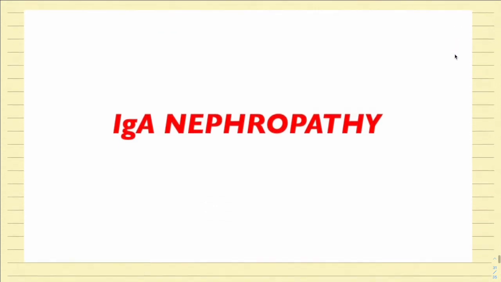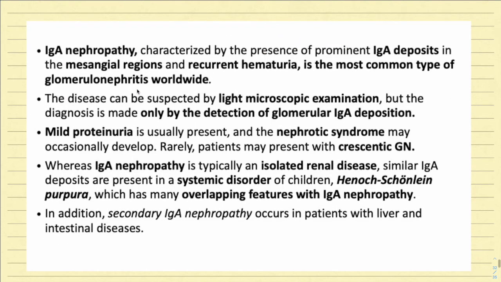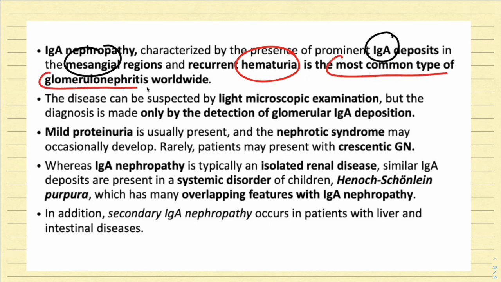Now we will read about IgA nephropathy. We will understand what IgA nephropathy is. IgA nephropathy is characterized by the presence of prominent IgA deposits in the mesangial region, and the patient has characteristic recurrent hematuria. It is the most common type of glomerulonephritis worldwide.